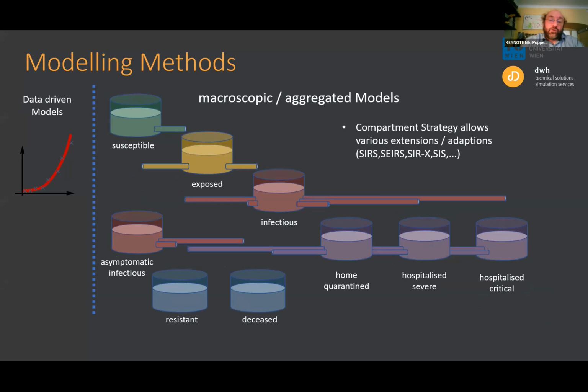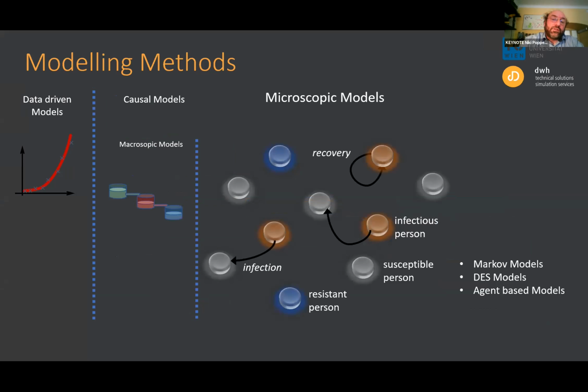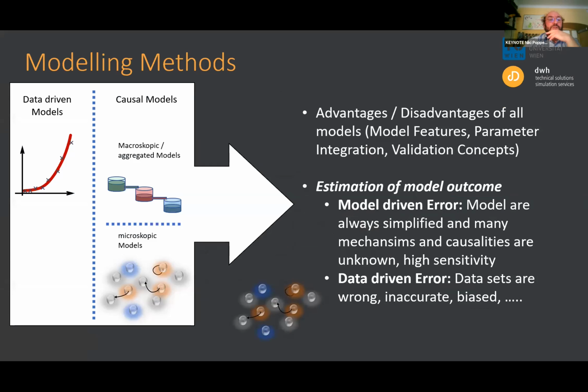And then the story continues, so macroscopic processes will result in, let's say, for example, SEIR-X models, where you have also the home quarantined and hospitalized. So our approach is pretty well known in this community. It's not a macroscopic model. It's an agent-based network model, where we start to implement different agents with different status.